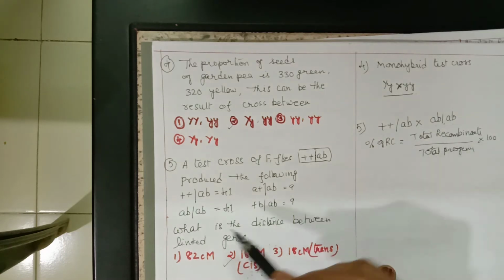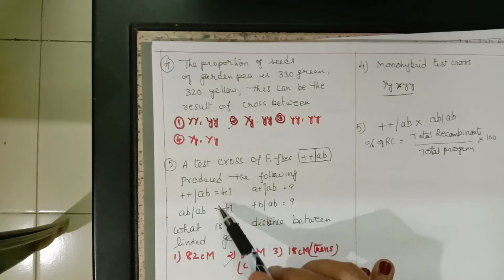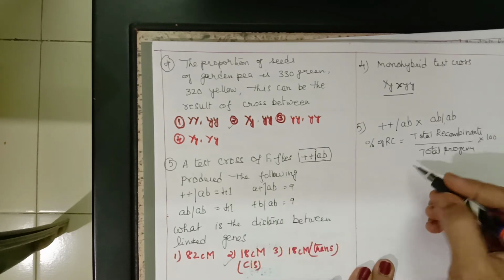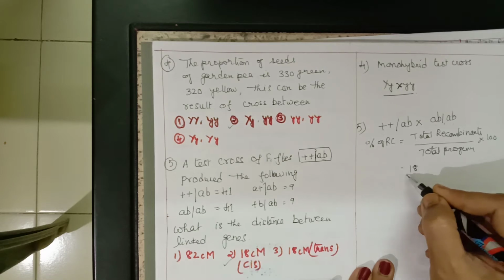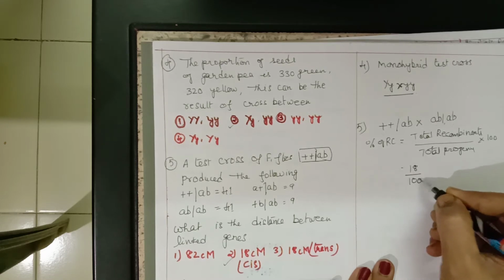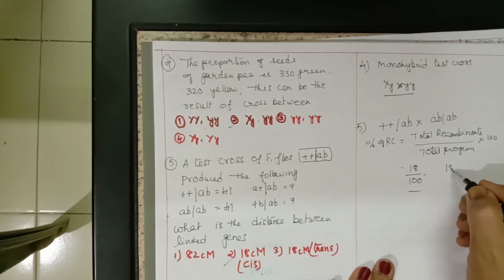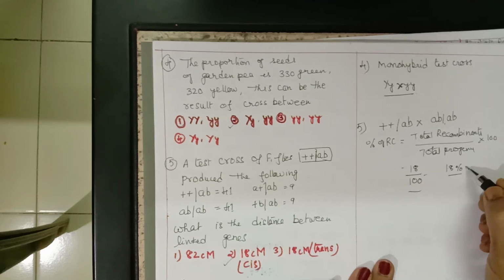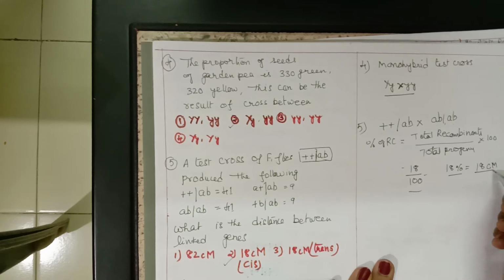So if we add all this progeny together, we will get 100. Recombinants are how many? 18. So total recombinants are 18 divided by 100, so that comes to 18%. So that will be the percentage of recombination, which is equal to the distance, 18 centimorgans.